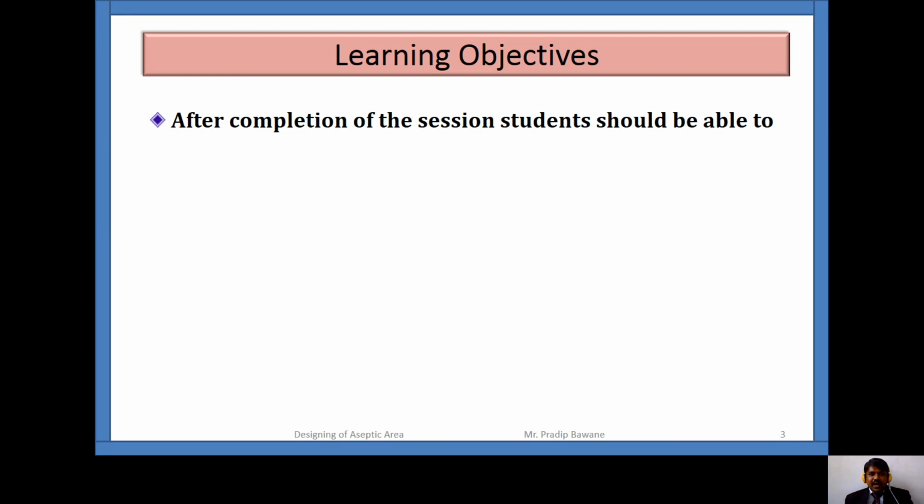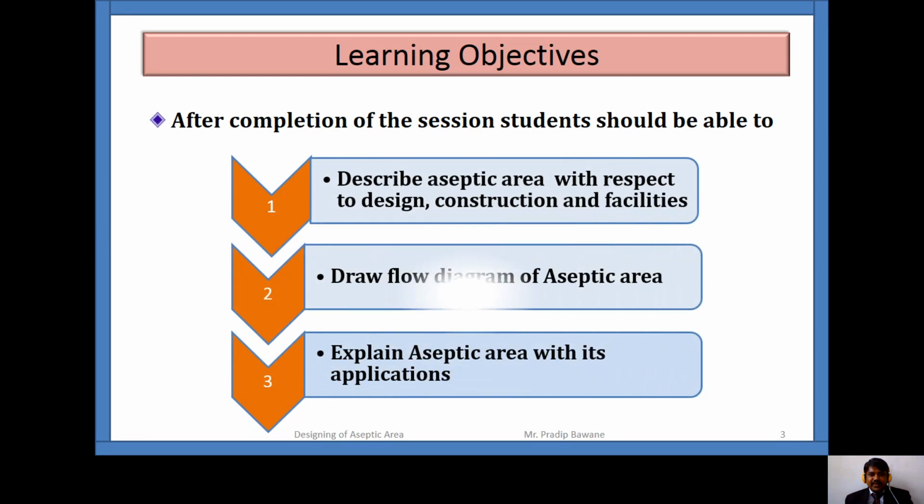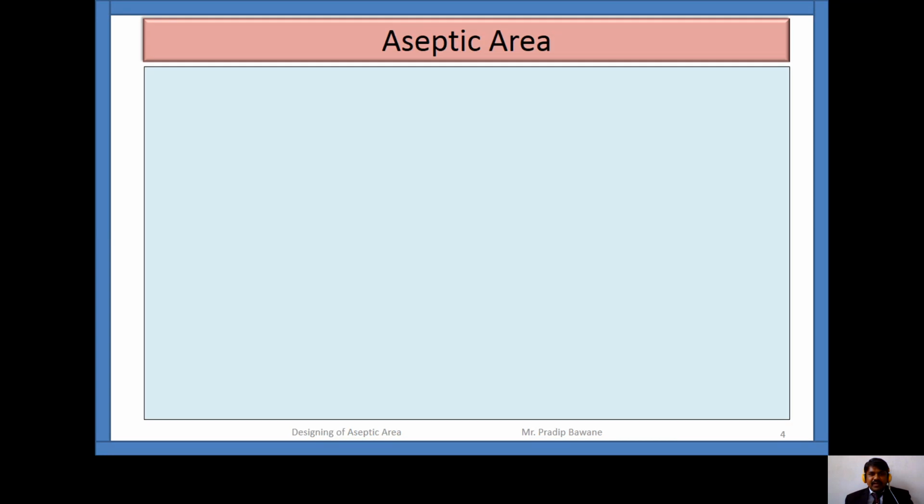Learning objective. After completion of the session, students should be able to first describe aseptic area with respect to design, construction and facility. Second, draw a flow diagram of aseptic area. And third, explain aseptic area with its applications.